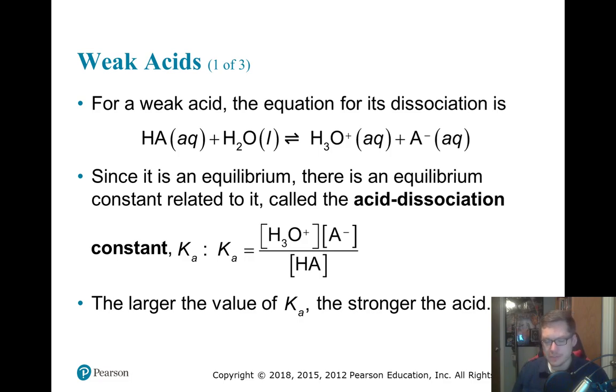Alright gang, here we go. This is for Chem 2, Unit 11. We're talking about weak acids, and we're going to talk about some Ka, do a little bit of ICE tables, should be lots of fun.